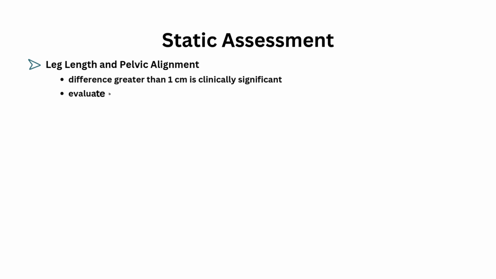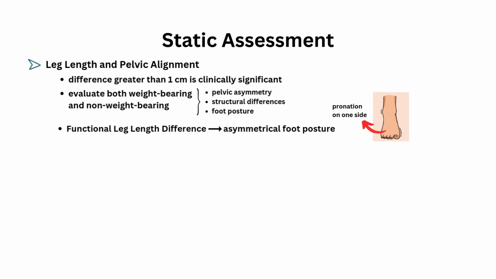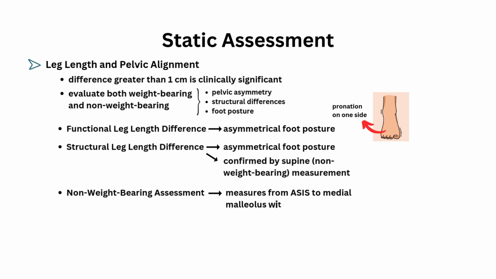We evaluate both weight bearing and not weight bearing to pinpoint the source, whether it's pelvic asymmetry, structural difference, or foot posture. Functional leg difference is caused by asymmetrical foot posture, for example, pronation on one side, despite anatomically equal leg lengths. Structural leg length difference is indicated by asymmetrical foot posture and confirmed by supine not weight-bearing measurement. Non-weight bearing assessment measures from anterior superior iliac spine to medial malleolus with the femur in neutral rotation.